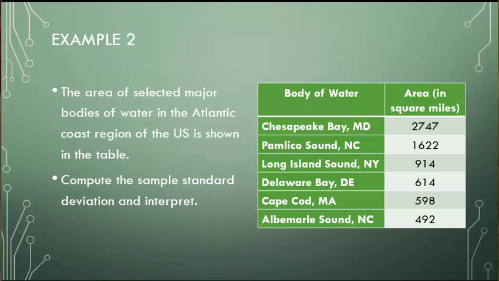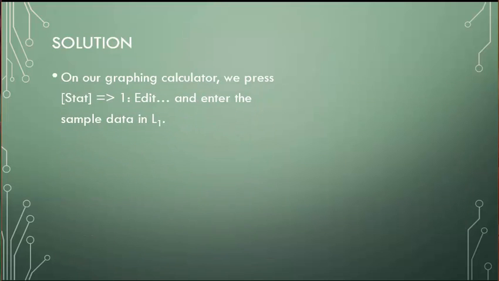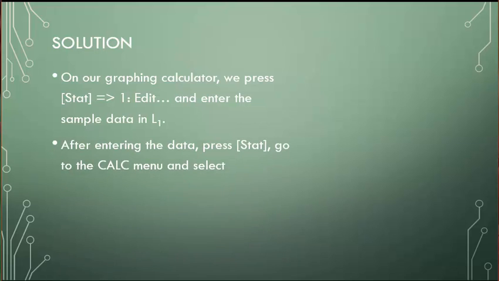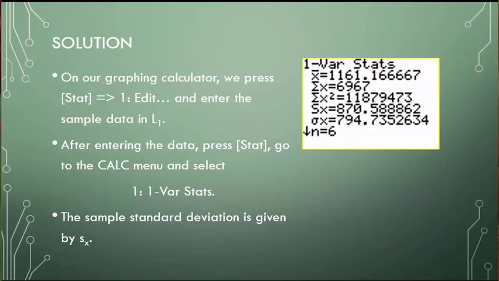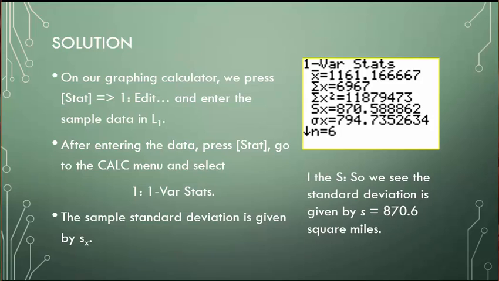All right, so let's go ahead and interpret our solution here. We hit Stat and Edit, entered the sample data, then hit the Stat button again, went to the Calc menu, and selected one variable stats. There's our output, and so we can interpret the solution by saying we see that the sample standard deviation is given by 870.6 square miles.